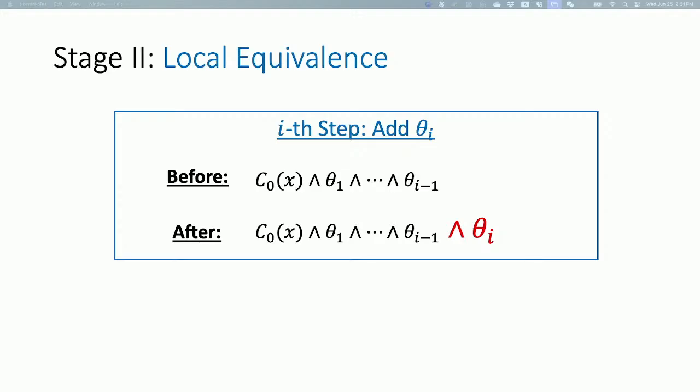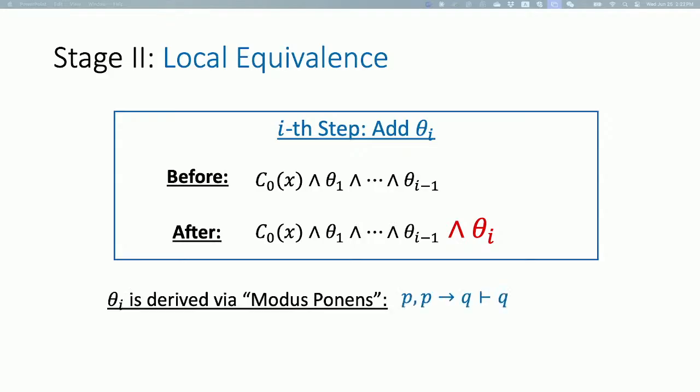So note that at the ith step, we only add this line theta i. So before I add theta i, the circuit computes this function. It will compute C0 and a series of theta 1 to theta i minus 1. And after I add this theta i, there is an additional and theta i in the end. Now suppose this theta i is derived from some modus ponens rule. I'm just using this rule as an example, but the idea extends to any constant size tautology.